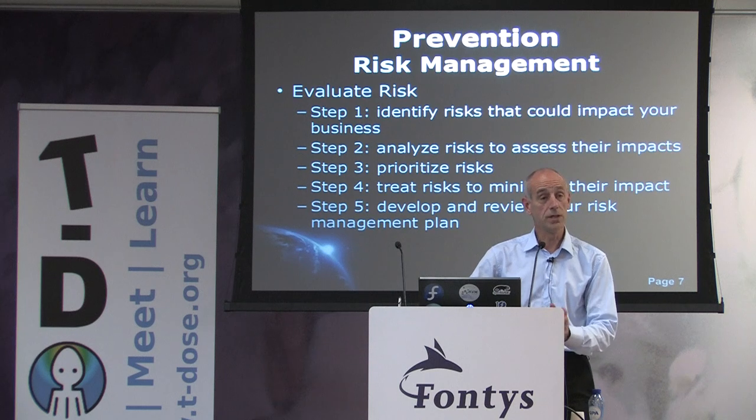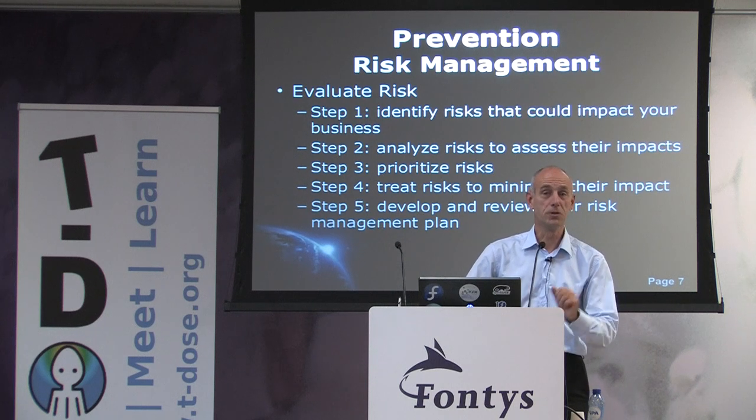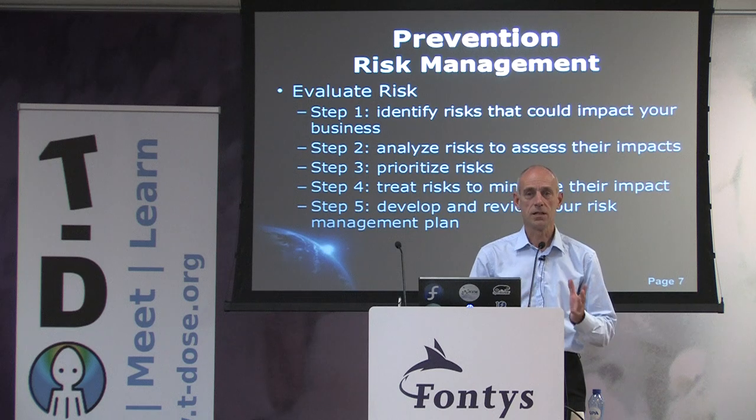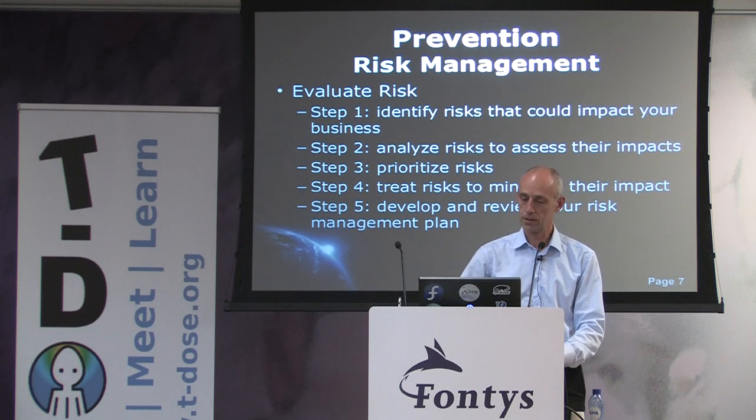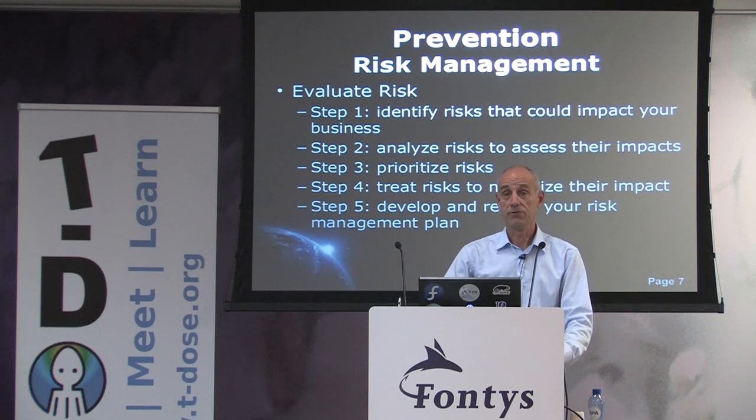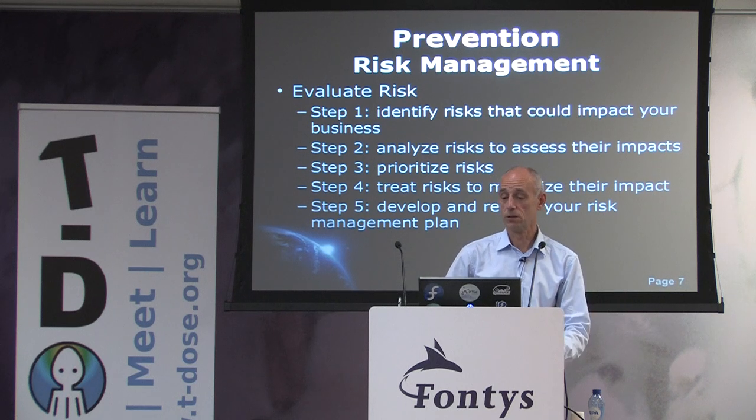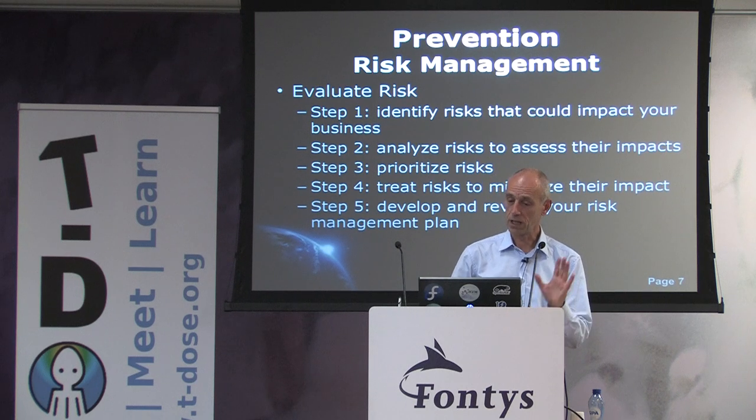Okay? And treating a risk, if you are in the computer business, you could say dual power supplies, dual network connections, dual network providers, stuff like that, that can prevent interruption. That's part of the treatment. And step five is you have to develop and review this analysis of your risks on a periodic basis. Okay, that's about the risk management.